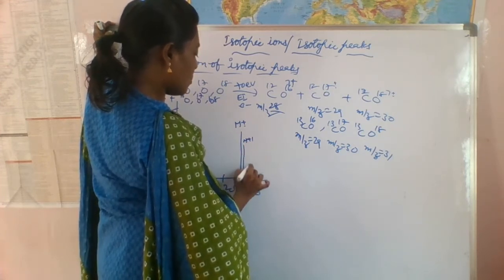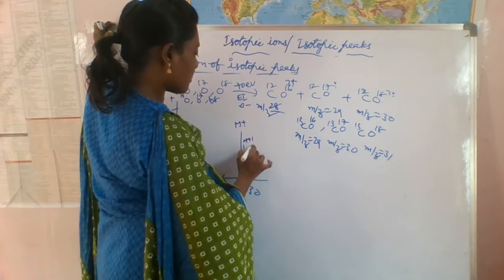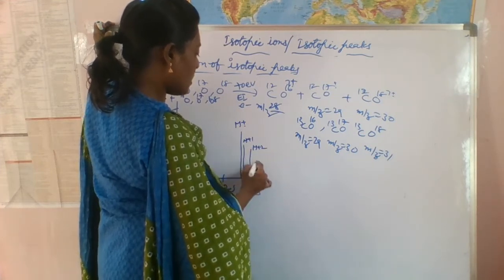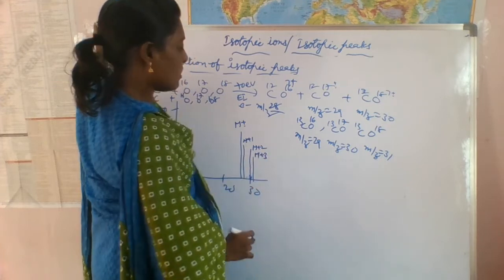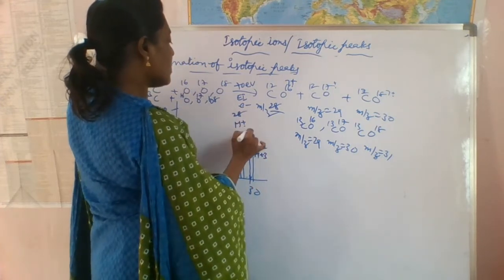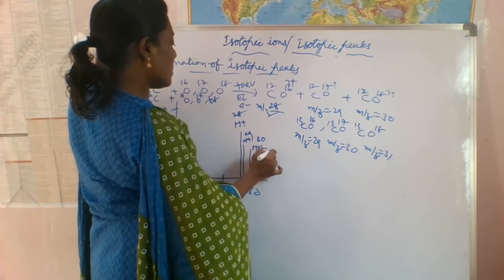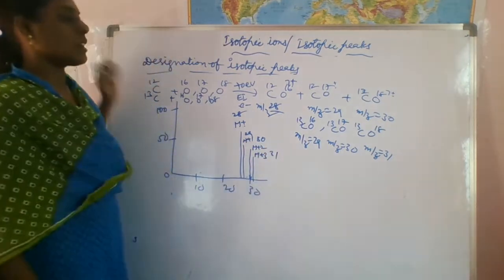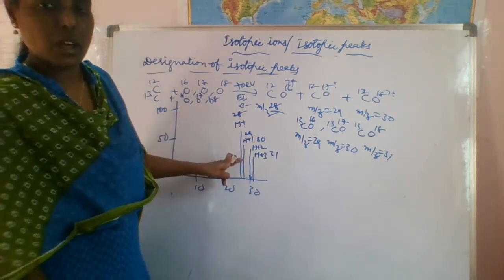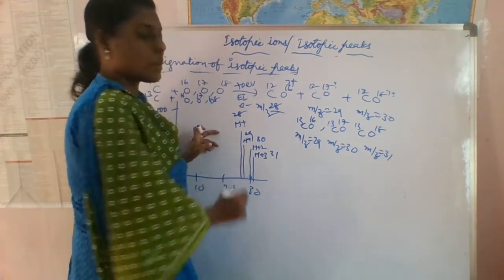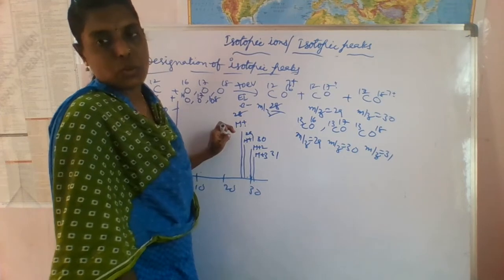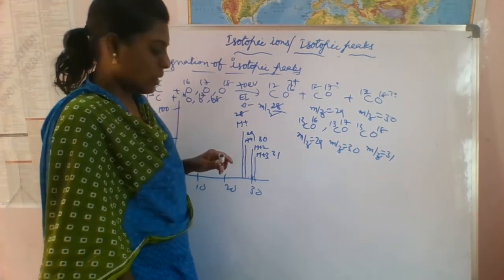M plus 2 peak is 30, right? And M plus 3 is 31. Okay? This is 28, this is 29, this is 30, this is 31. Like this you will get extra peaks. Extra peaks are nothing but isotopic peaks. Okay?